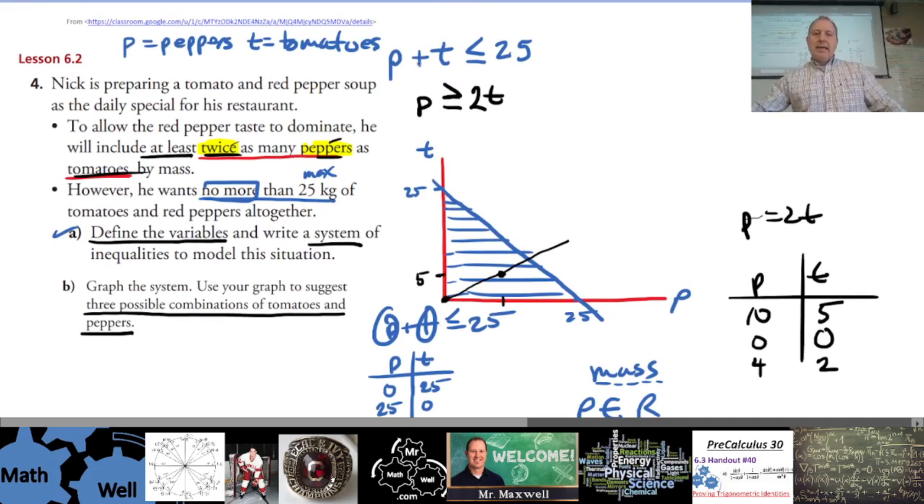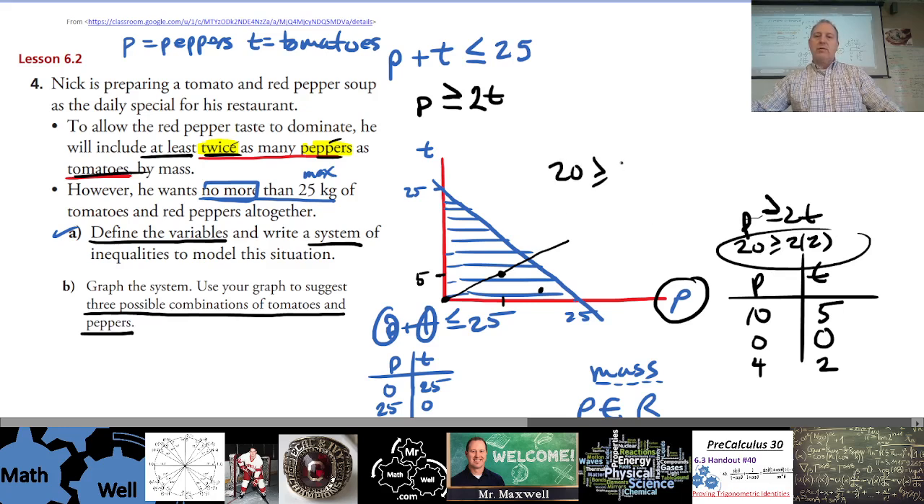Now I need to check my actual inequality. So P is greater than or equal to 2T. So I can't pick 0, 0 because it's on the line. So the P is the X value, right? So if I chose a value like, well, let's say 20 and 2 is right here. So 20 for P is greater than or equal to 2 times 2 for T. Is this true or not? Is 20 greater than or equal to 4? Yes. So that means that I shade everything under this line.